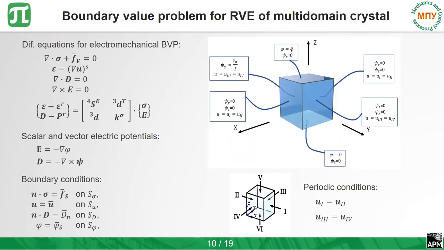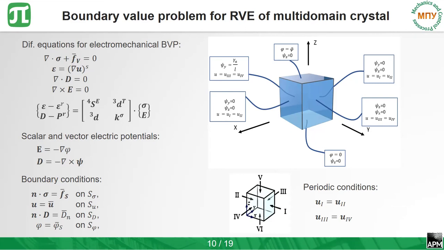So those cubic patterns were studied, but to deal with it, we have to talk about boundary value problems for a representative volume element of a multi-domain crystal, because those cubic structures are just an element taken from a thin film of the ferroelectrics. The main differential equations for electromechanical boundary value problems are the static equation, the small strain assumption, the Gauss law and Faraday's law, and those constitutive equations that were mentioned earlier in the macromechanical model.